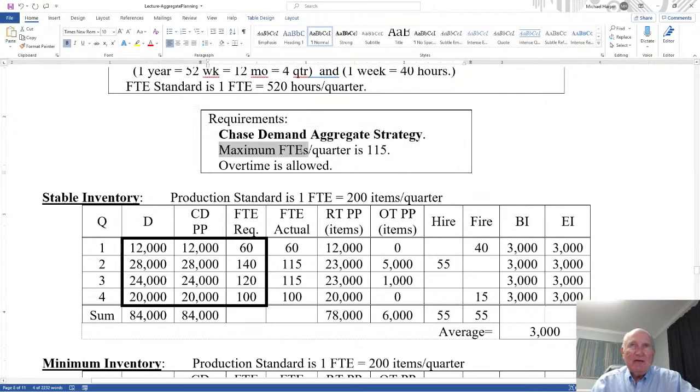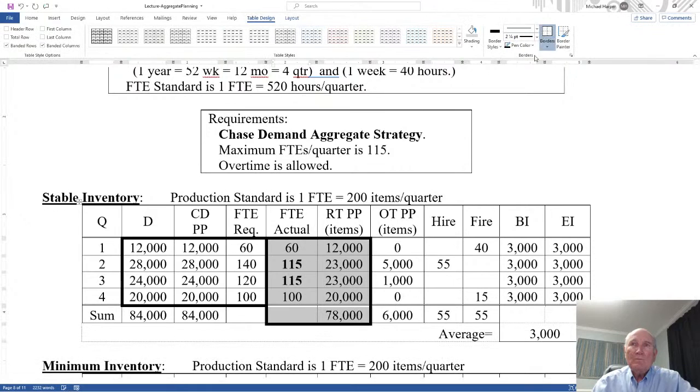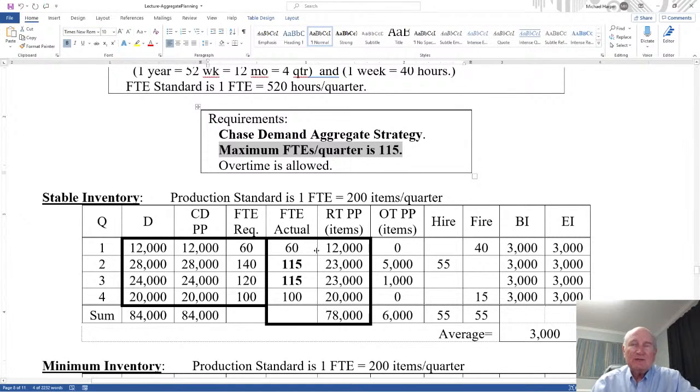Second, the maximum FTEs per quarter is 115. Okay, so now 115, we notice these two right here. Well, the first quarter is less than 115, no problem. The last quarter is less than 115, no problem. These exceed 115. We don't have that many FTEs available. We have a capped workforce. And so that has to be pulled back to 115. But if we multiply that times our production standard, 200, then that's going to give us our regular time production. And regular time, let me highlight this. Boom. This satisfies my maximum FTE per quarter. And let's bold that. So there's the second one.